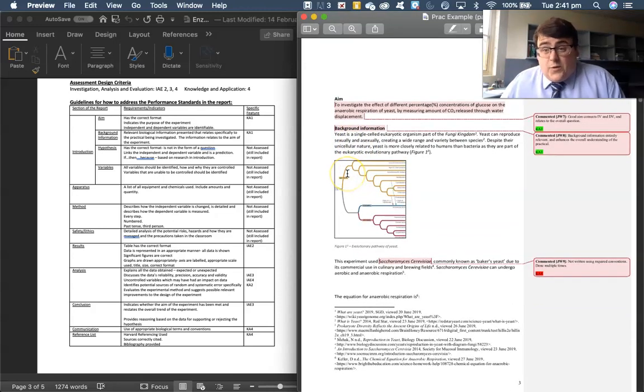Now, this student probably had a little bit too much wording for his background information, probably looking around 250-300 words for your background information. Okay, it needs to be information that's relevant to the practical.